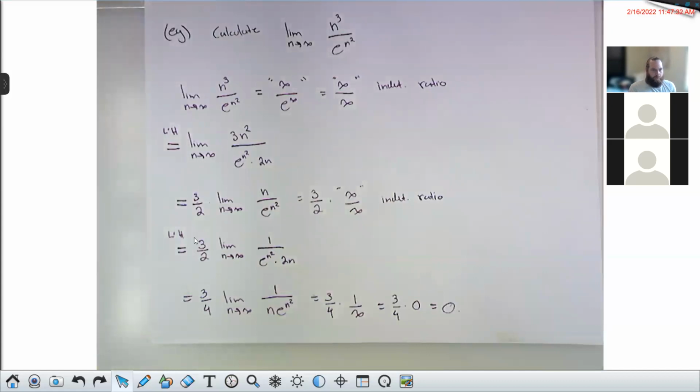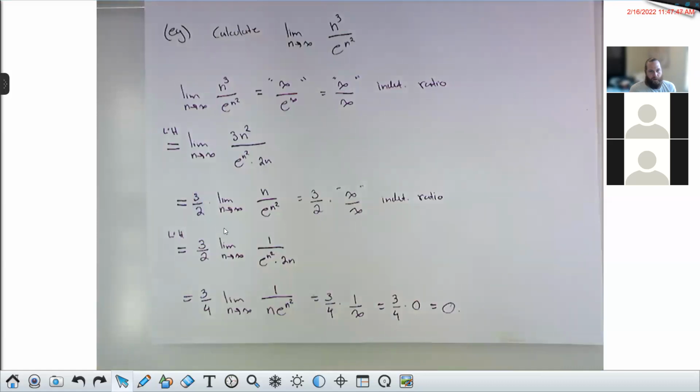The 3/4: I had this 3/2 out front from this first L'Hopital's rule where I got a 3 upstairs and a 2 downstairs. So I said, okay, I'm going to pull the 3 and the 2 out, 3 coming from the top, 2 from the bottom.